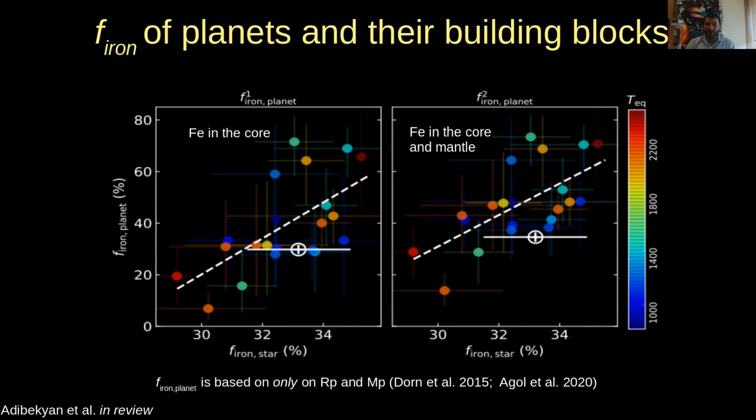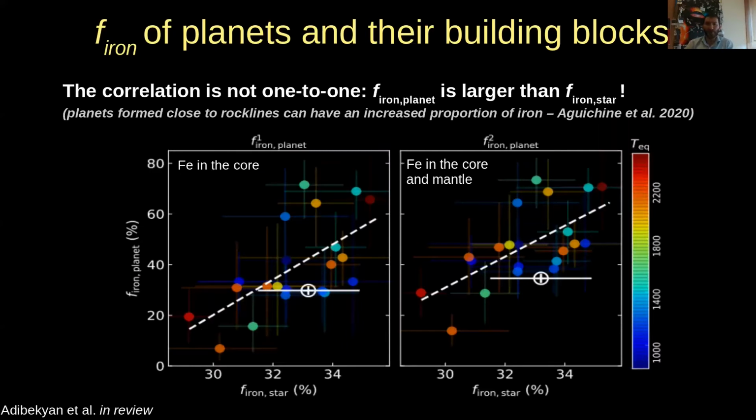So this is very good evidence that the composition of a planet is linked to the composition of the planet building blocks as inferred from the host star atmospheres. However, you can also see that the correlation is not one-to-one. In general, the iron mass fraction in planets is a bit higher than the iron mass fraction in the planet building blocks.